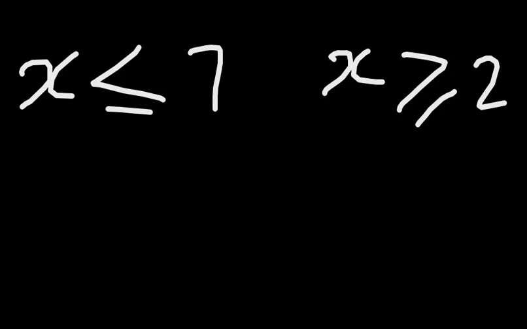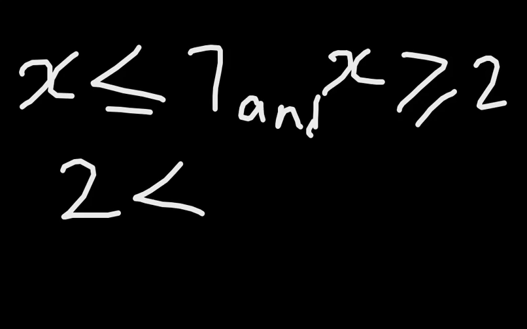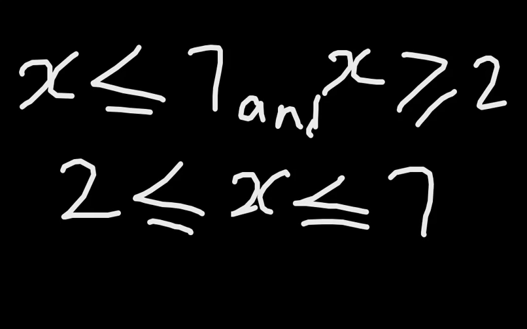So it's "and", so we're going to combine these two answers. We'll read it in one go as this, with our "and" there, but we can also write it in this format: 2 less than or equal to x, and x at the same time is less than or equal to 7. So this is writing it in one format.